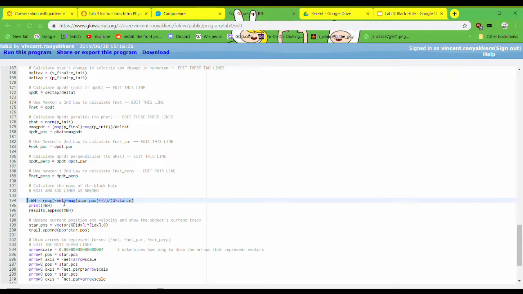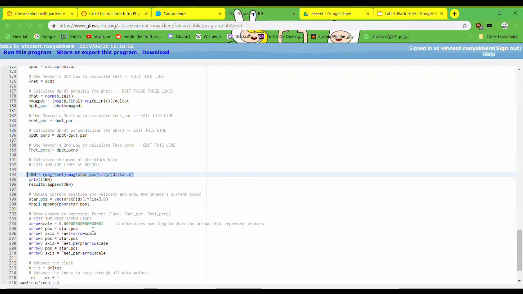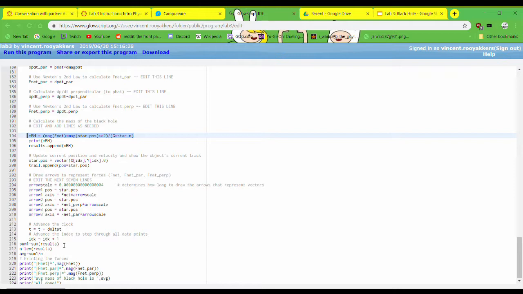But this mass is calculated at each time step as an estimation at that current point. So what I then did is, down here, I appended them to a list, and after the while loop runs, I find the sum of that list, and I also find the length of that list to get the average.